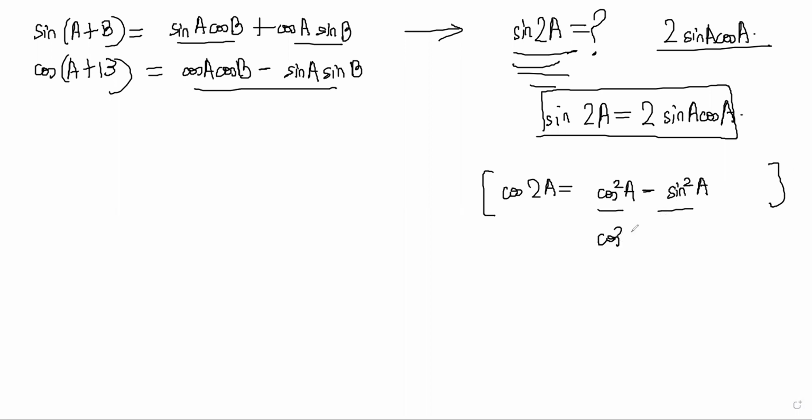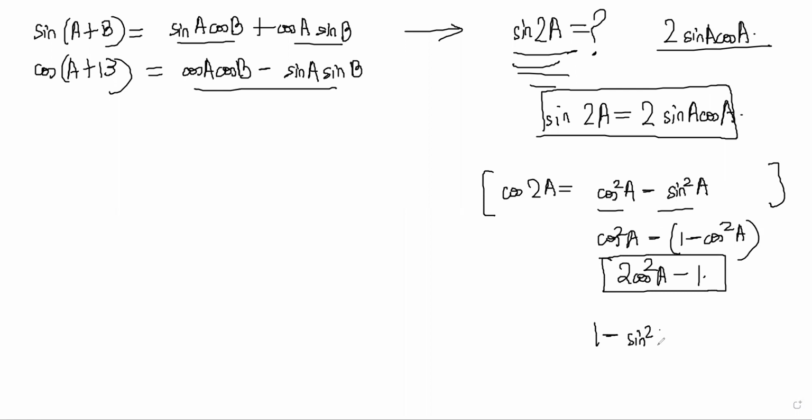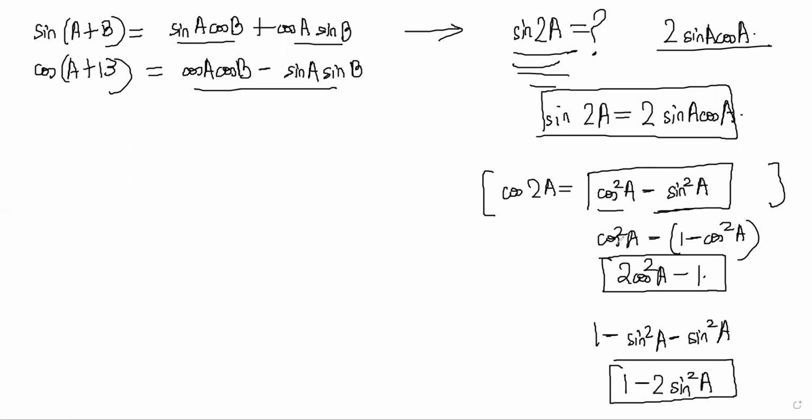Sometimes you can do cos square a minus (1 minus cos square a). So it becomes 2 cos square a minus 1, right? Yes, sir. Or you could even have done 1 minus sine square a minus sine square a, right? So this becomes 1 minus 2 sine square a, right? Yes, sir. These are the three versions of cos 2a, which is actually all of them are valid, right? You're just using the identity. Yes. Convert to other forms.